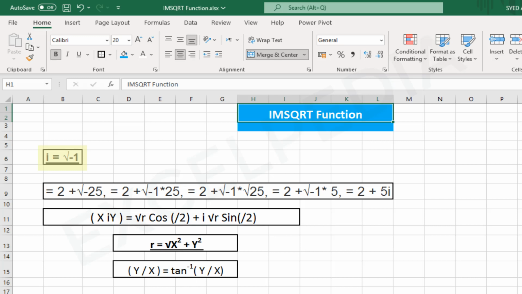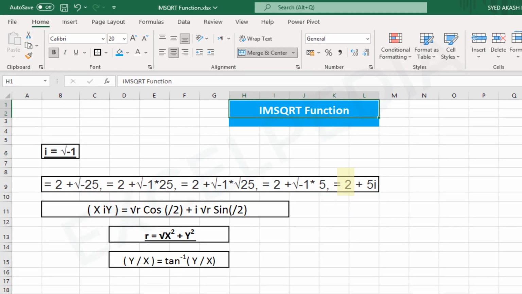For calculation of some terms, like this: 2 plus square root of -25, equals 2 plus square root of -1 times 25, equals 2 plus square root of -1 times square root of 25, equals 2 plus square root of -1 times 5, equals 2 plus 5i. This equation is a complex number having two different parts called real and imaginary part. The coefficient of iota, i, which is 5, is called the imaginary part, and the other part, 2, is called the real part of the complex number.